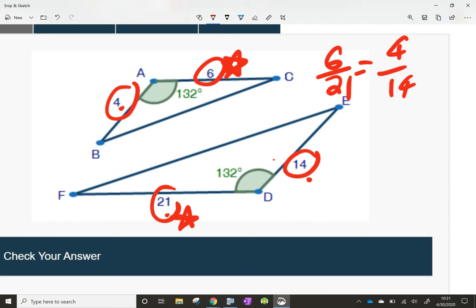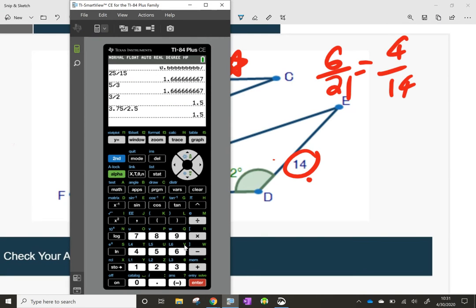So now I just have to see if these are equal to each other. A quick way of doing that is just taking the calculator and doing 6 divided by 21 and 4 divided by 14. Oops, I hit times. Meant to hit divide. 4 divided by 14. Yes, you do see that the 0.2857 is the same. So because they are proportionally the same value, that means that these two triangles are similar.